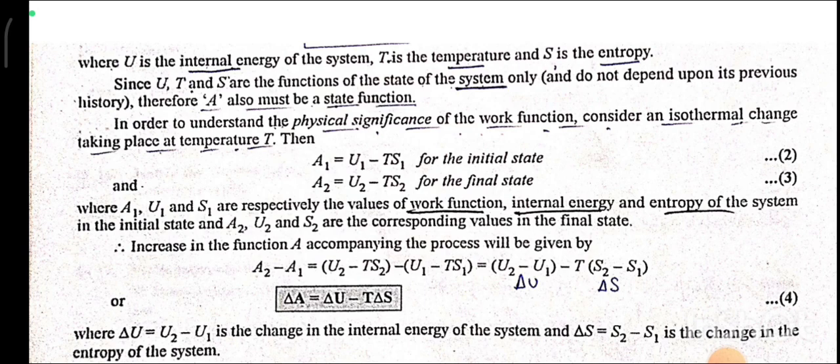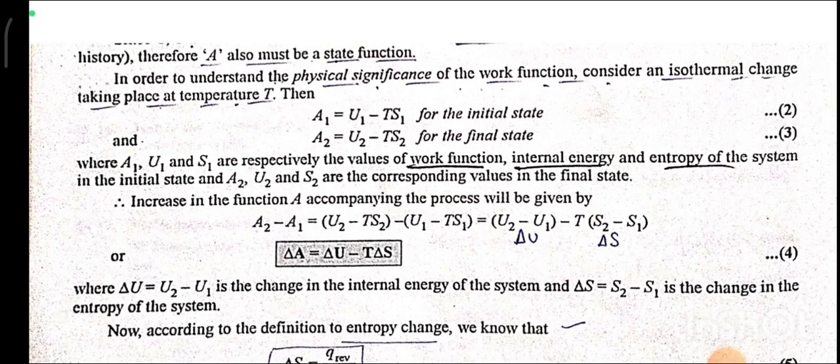In order to understand the physical significance of work function, consider an isothermal change taking place at temperature T. Then A1 = U1 - TS1 for the initial state, A2 = U2 - TS2 for the final state, where A1, U1 and S1 are respectively the values of the work function, internal energy and the entropy of the system in the initial state, and A2, U2, S2 are the corresponding values in the final state. Increase in function A accompanying the process will be given by A2 - A1 = (U2 - TS2) - (U1 - TS1).